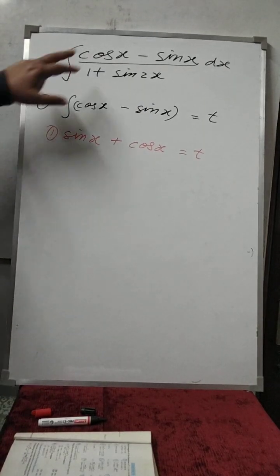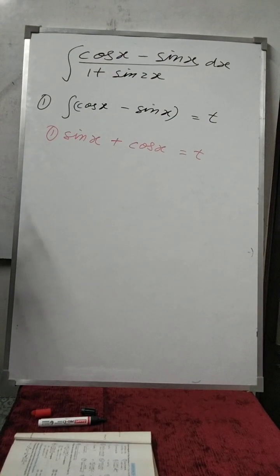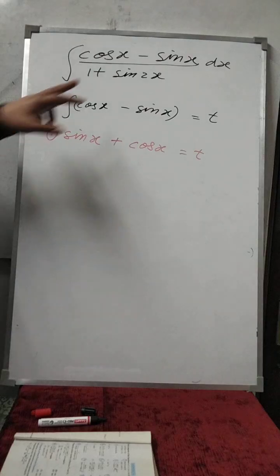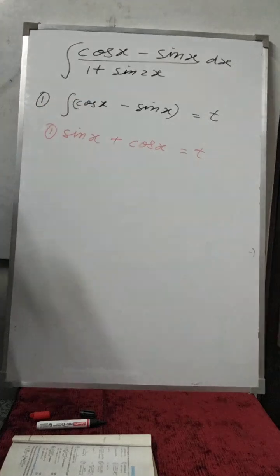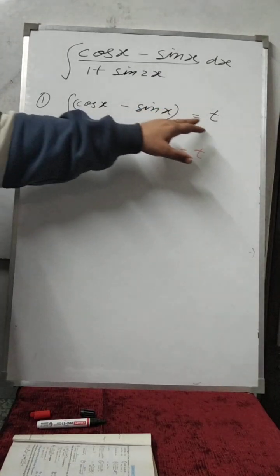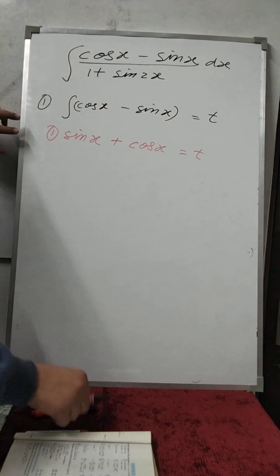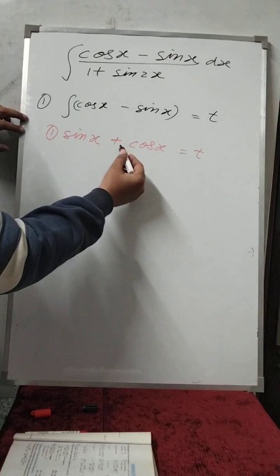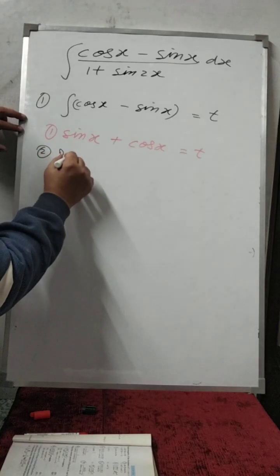Whenever there is a combination of sin x and cos x in the numerator, sin x plus cos x, or sin x minus cos x, or cos x minus sin x, and in the denominator we have sin 2x, then my first step will be to integrate the numerator and put the value as t. So what is the benefit of it? I have put sin x plus cos x as t. Now my second step will be differentiation. I will differentiate both the sides.